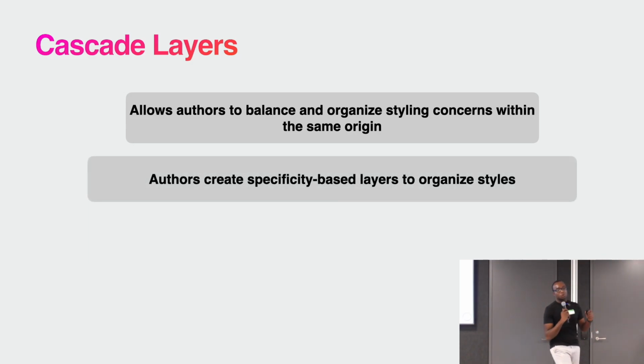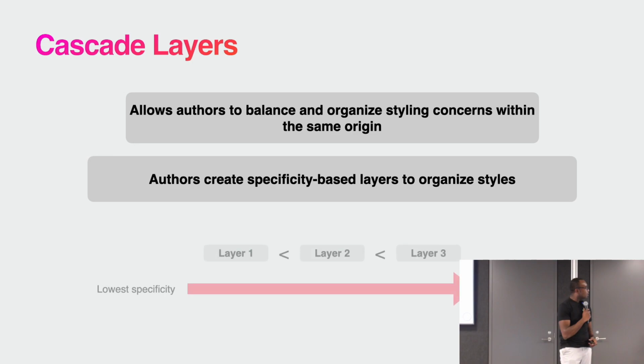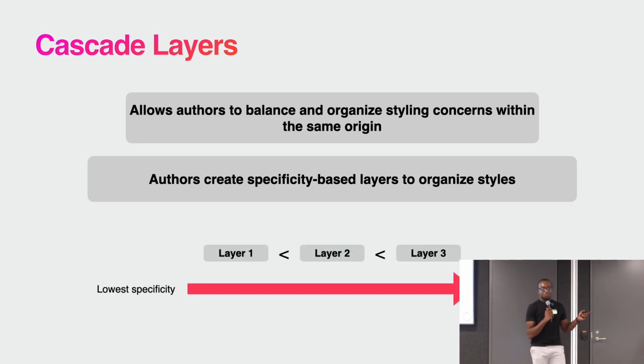They allow authors to create specificity-based layers to organize styles themselves. So we can create layers and then plop our CSS style rules directly within the layers. And the last layer that we create is going to have the highest specificity itself.